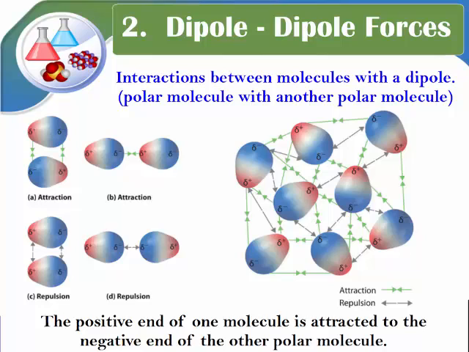Recall that when you have a polar molecule, one side is slightly positive and one side is slightly negative. Therefore, we have attractions between the molecules on their slightly positive and slightly negative ends, and we also have some repulsions between our negatives and positives, which keep them from getting too close. So because we have slightly positives and slightly negatives, the positive end of one molecule is attracted to the negative end of the other molecule.